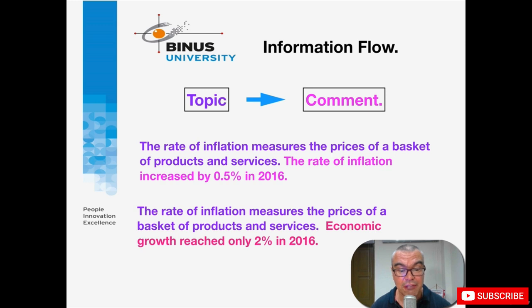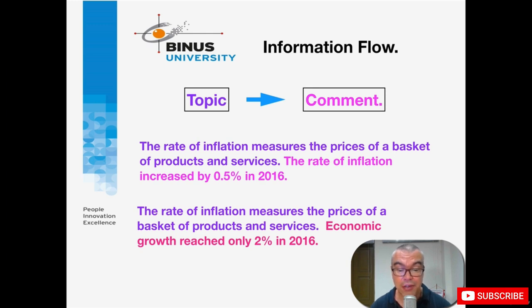So if I read the first example out to you, the rate of inflation measures the prices of a basket of products and services. The rate of inflation increased by 0.5% in 2016. So you can see that you have the general statement, the topic sentence there, and then you have an additional comment which tells us what the increase of the rate of inflation was. Okay, so that's all fine.